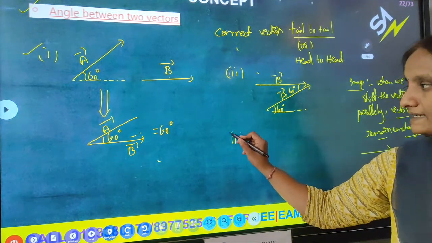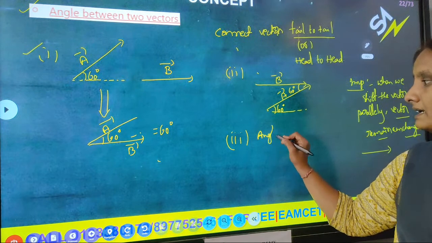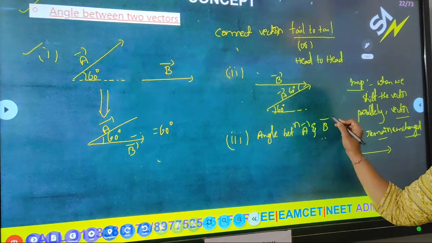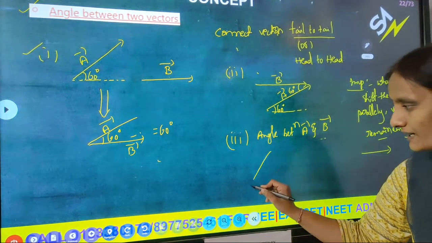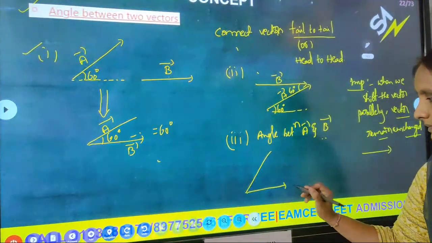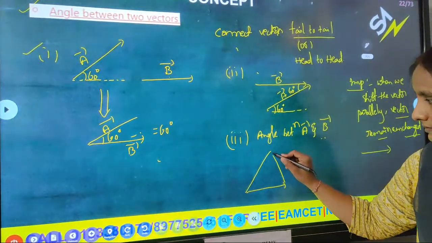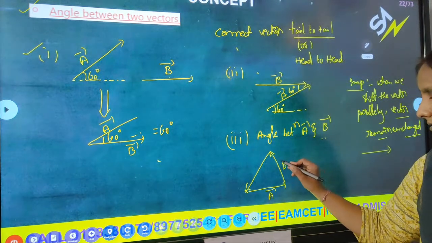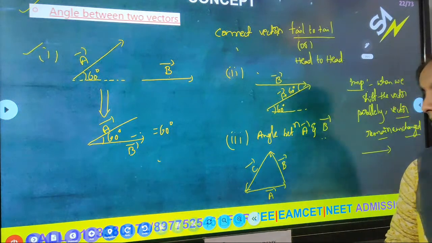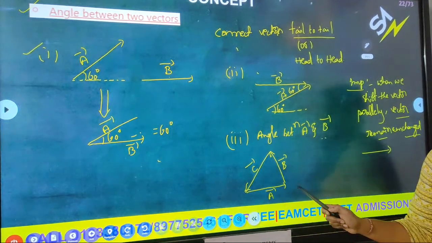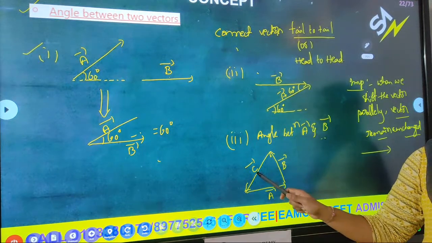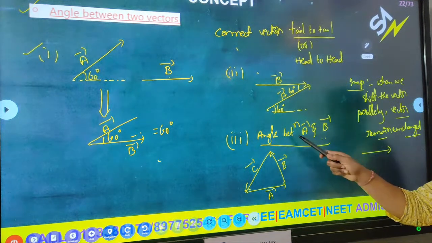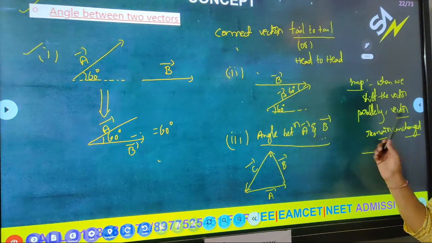Let us take one more example. How to find angle between A bar and B bar. And these two are the sides of an equilateral triangle. A bar and B bar and C bar. This is an equilateral triangle. A bar, B bar and C bar are the sides of this equilateral triangle. And from this, we have to find angle between A bar and B bar.